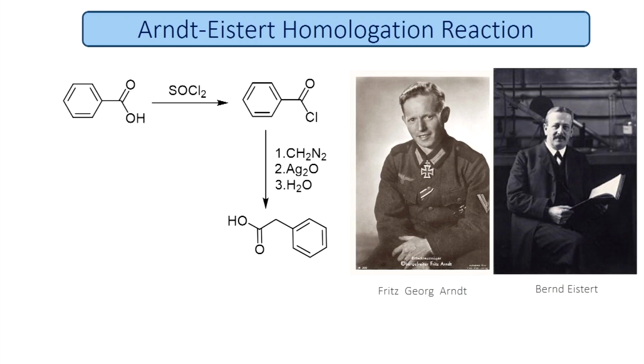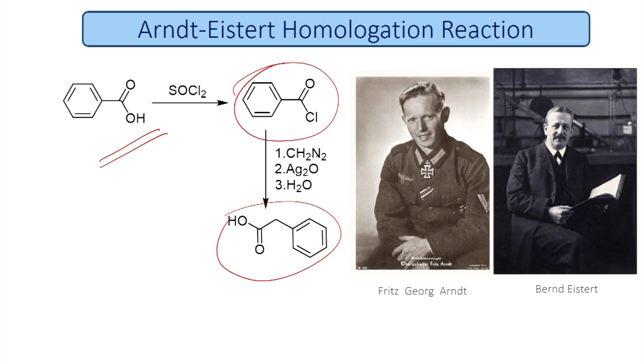Now let us look at the reaction using diazomethane, the Arndt-Eistert synthesis. If you have, for example, a carboxylic acid, you can convert it into acid chloride, which can be further reacted with diazomethane in the presence of silver oxide, and you will be able to form this carboxylic acid. What you do here is increase one carbon atom, and you can also do the reaction with a ketone.